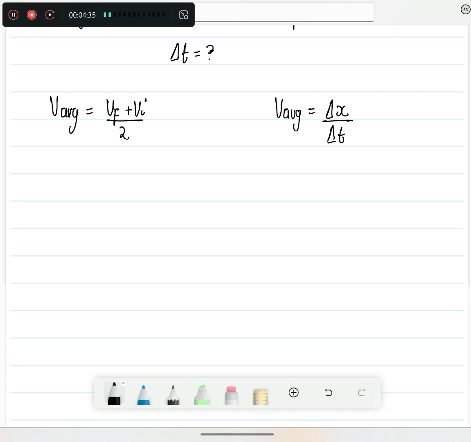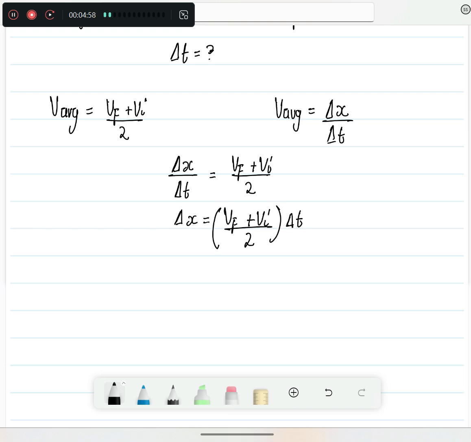Therefore, he equated the equations to say change in x over change in t is equal to vf plus vi divided by 2. By cross multiplying, he realized that the change in position can be found as long as you know the final velocity added to the initial velocity, divided by 2, and we just multiply by t. This gives the first equation of kinematics.